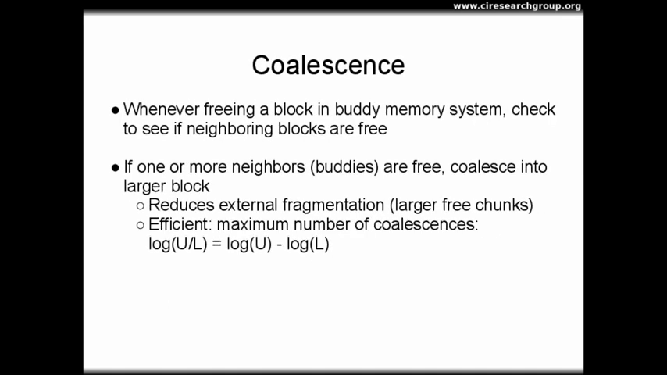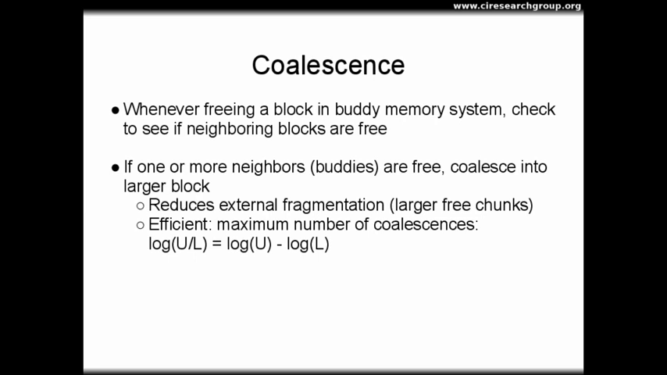In addition to the block size limits, the buddy system also uses a technique called coalescence. Whenever a process frees a block, the kernel checks to see if either neighboring block is free also. If one or more neighbors, or buddy blocks, are free, the block is coalesced into a larger block, reducing external fragmentation. The coalescence algorithm is efficient since the maximum number of coalescence operations that must be performed is equal to the base 2 logarithm of U divided by L. By properties of logarithms, this value is equivalent to the base 2 log of U minus the base 2 log of L.